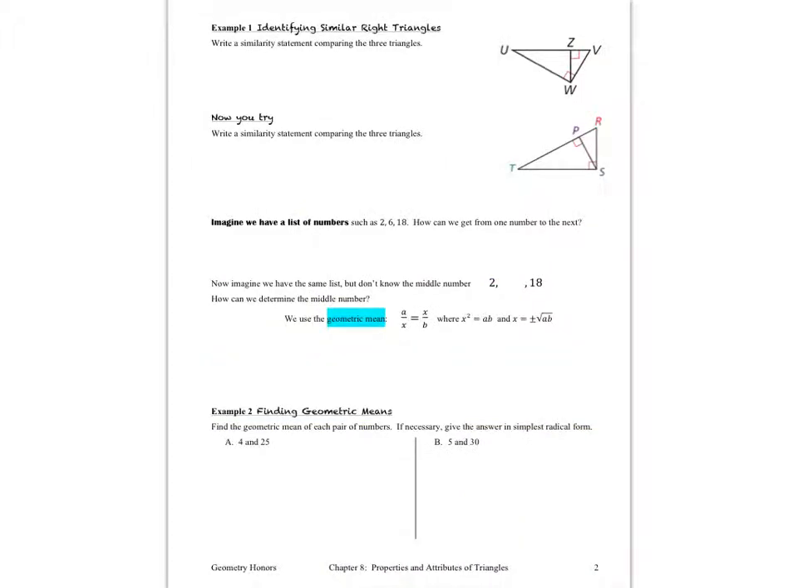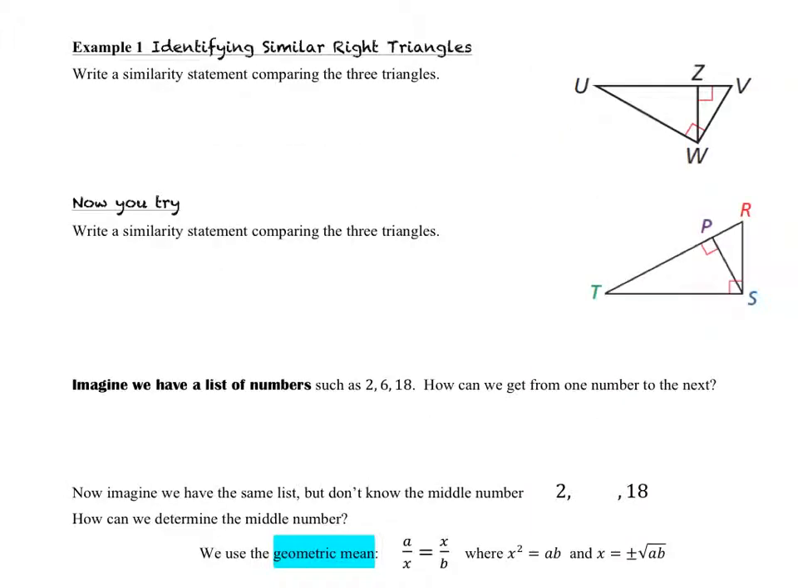In example number 1, it says, write a similarity statement comparing the 3 triangles. It is definitely helpful and useful to be able to see the 3 triangles separately. The easy one to see is the large one, but when we come across these 2 examples, it's nice when we can distinguish between the medium size and the smallest triangle. Remembering that order matters, I'm going to put my triangle names in the order: the smallest angle first, then the next angle, and then the right angle last of all.